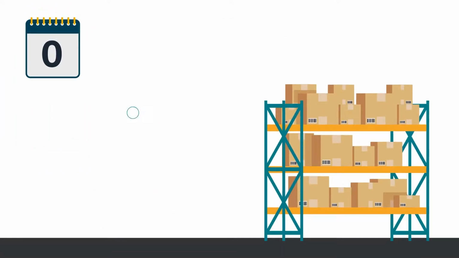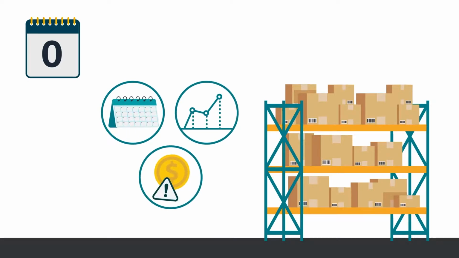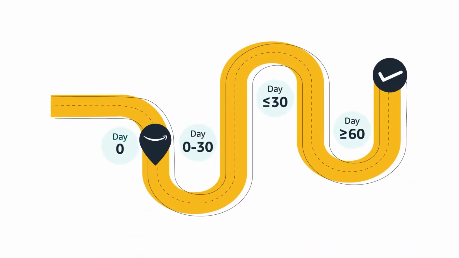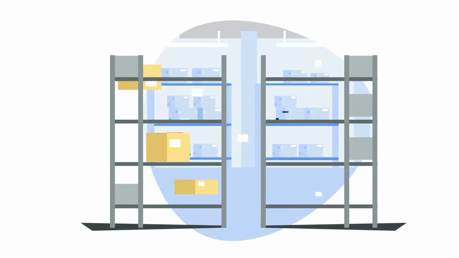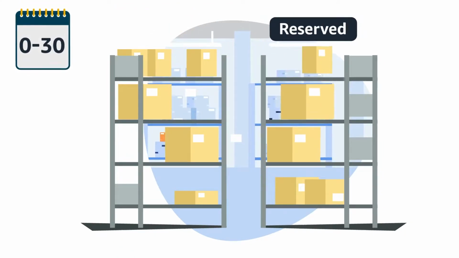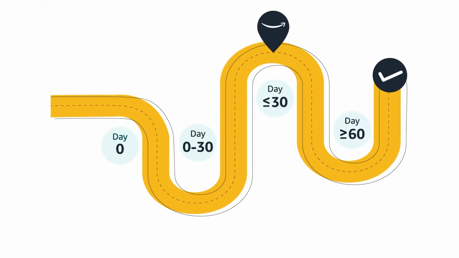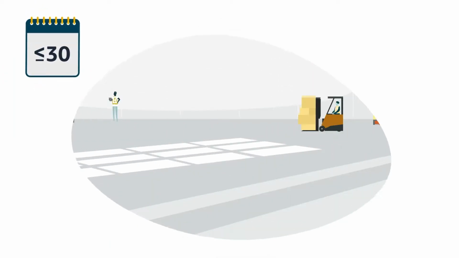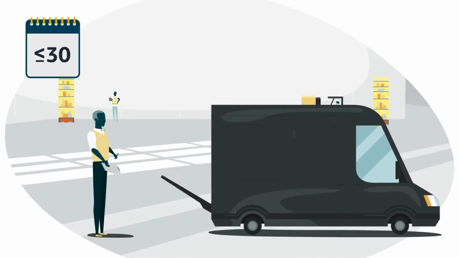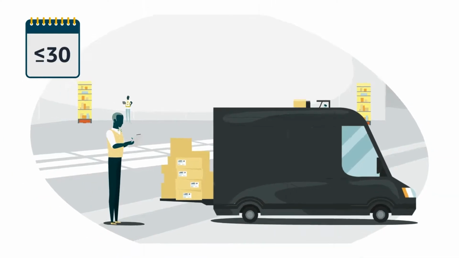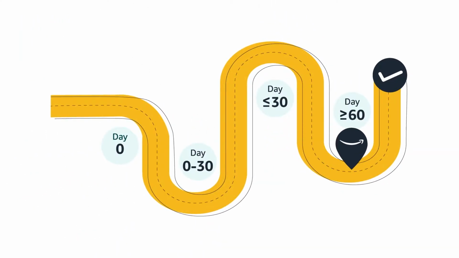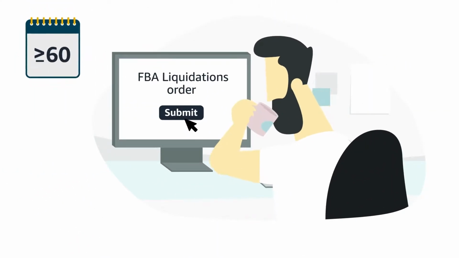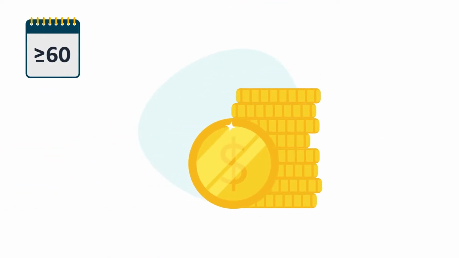At this time, monthly and long-term storage fees stop accruing. Between days 0 and 30, the units in the liquidation order will go into reserved status. Within 30 days after submitting your liquidations order, we will have identified a liquidator and shipped your inventory to them. Approximately 60 days after you submit a liquidation order, you will have received payment from the liquidator.